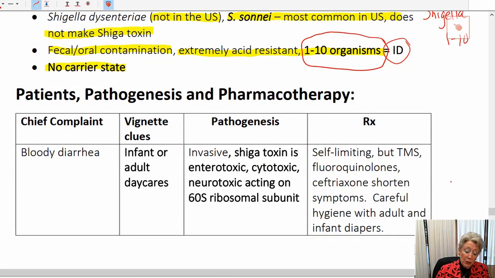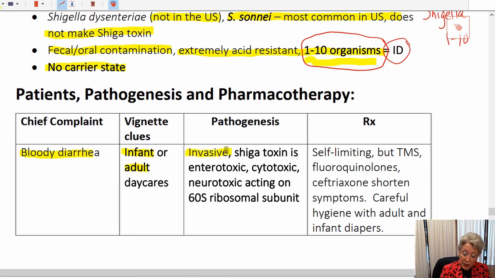Now, Shigella, of course, is a bloody diarrhea. Normally, we see this in the United States in either infant or adult daycare situations. What I'm saying to you is that it doesn't take very much exposure. And so if I have a situation where persons are responsible for managing diapers of either adults or infants, it means that even with good hand washing and sanitation, it's entirely possible to get exposure.